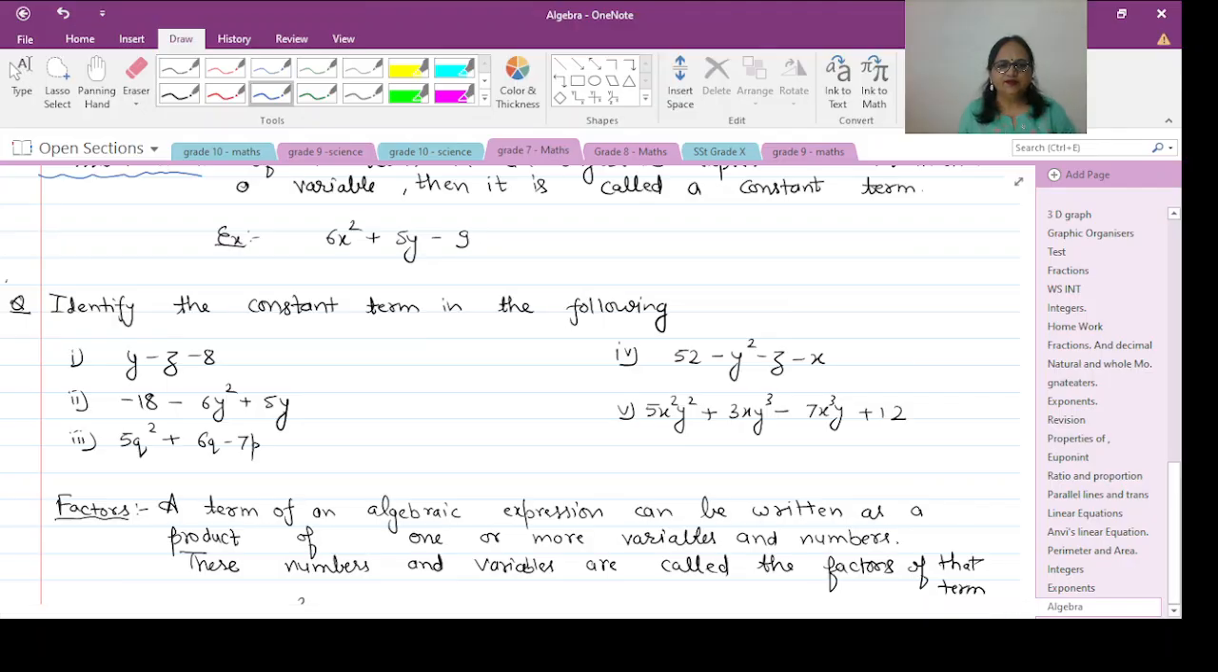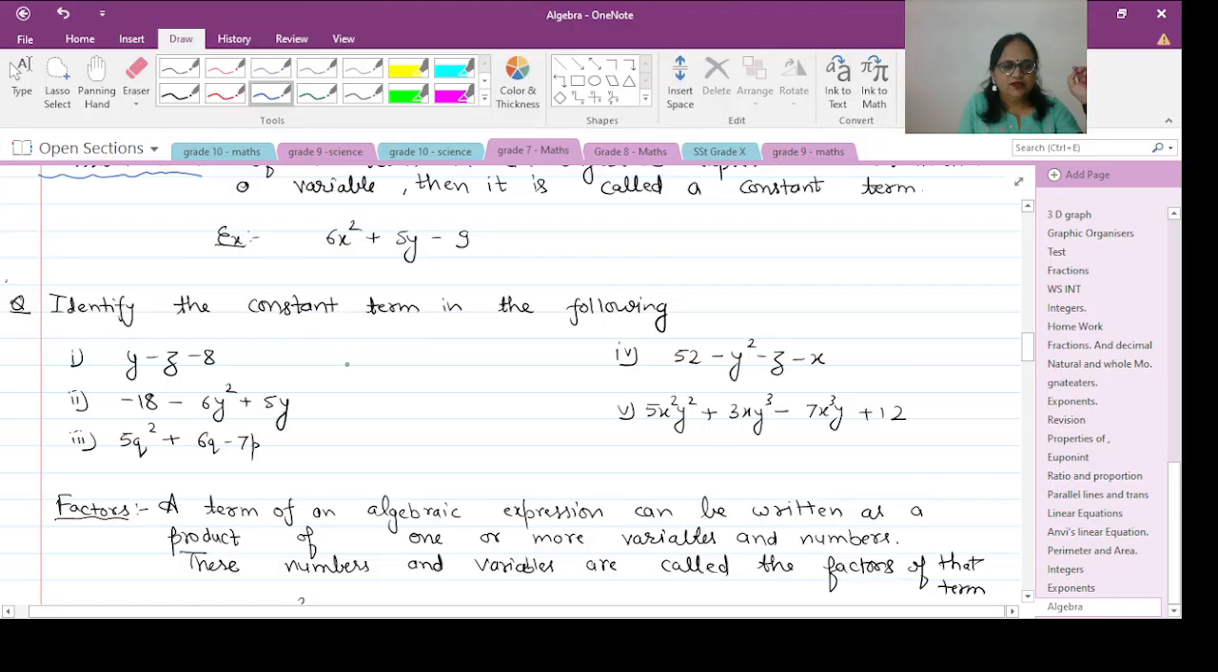Identify the constant term in the following. Let's take a question. Now you can easily identify which are the constant terms. So you can pause the video, identify the constant terms and then match your answer. Okay? So I am going to discuss the answers now.